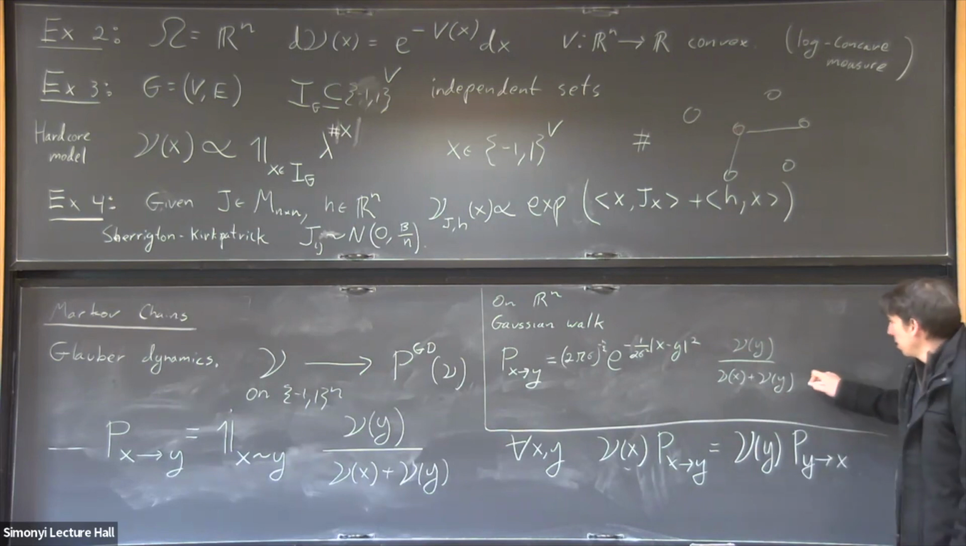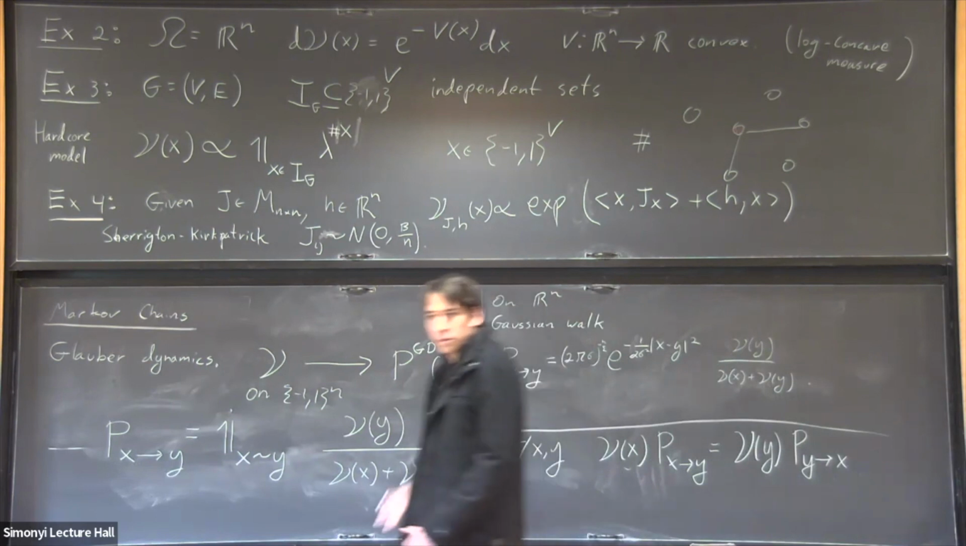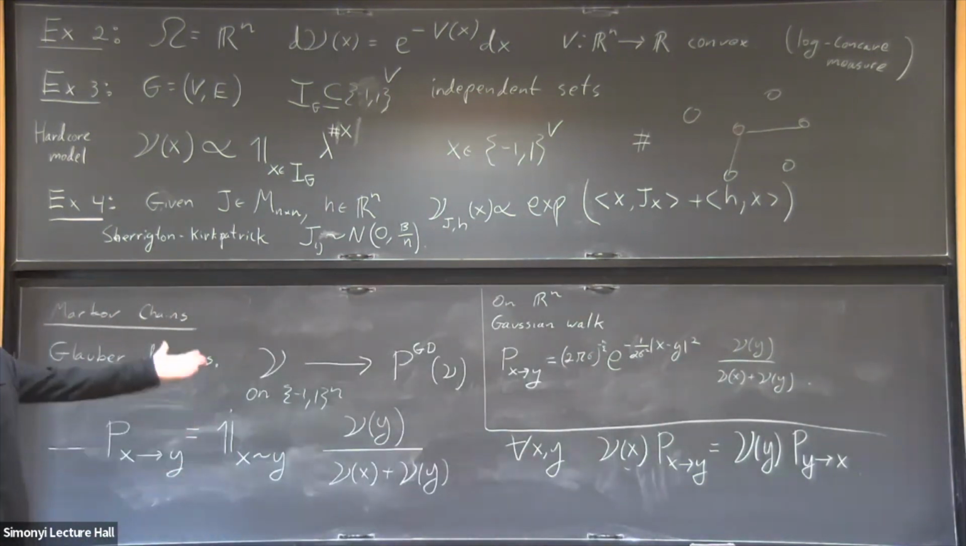Okay. So this is a natural counterpart of Glauber dynamics, and we might want to use it to sample from a measure in R^n. Questions?